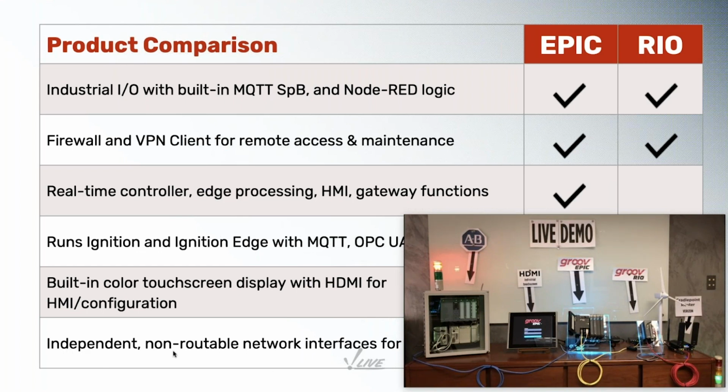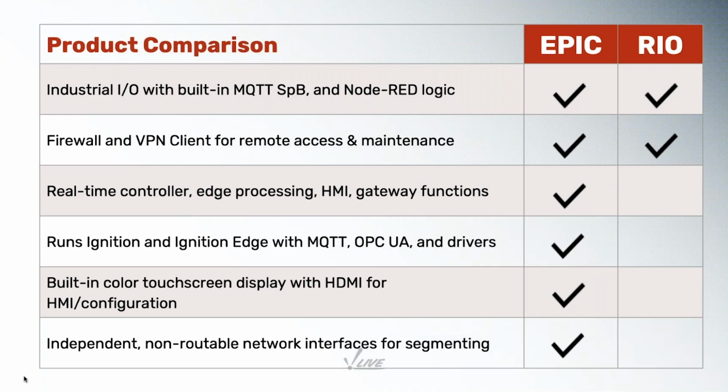And then by using these independent non-routable interfaces, we'll then publish that data out through infrastructure up to Arlen's MQTT distributor module, which of course is the MQTT broker. Finally, one last thing about Epic, there's a built-in display on this, plus an HDMI port to go to an industrial touchscreen. So those are some of the differences there.